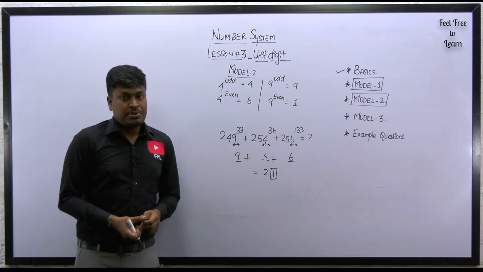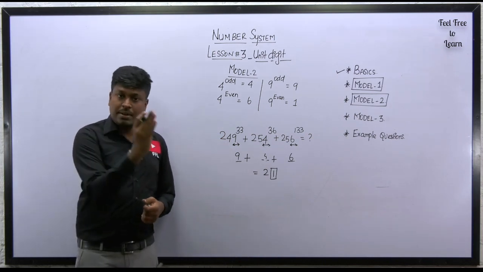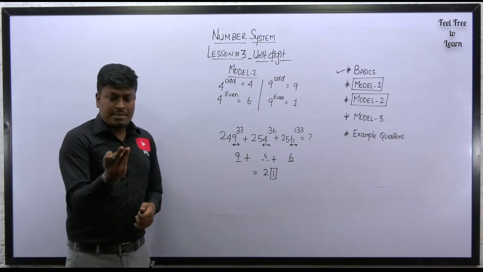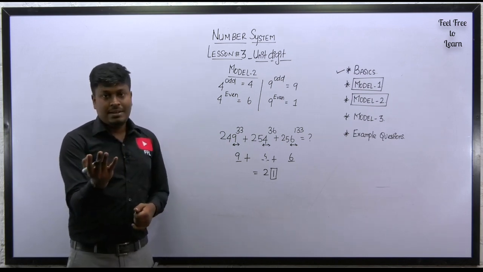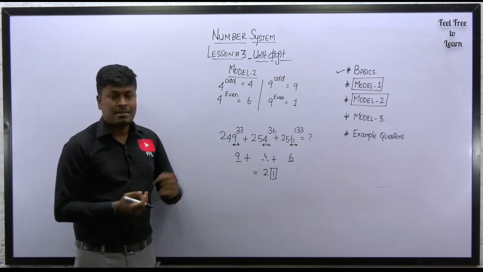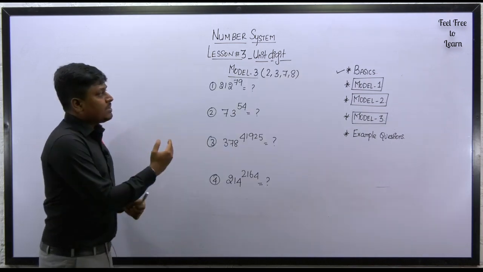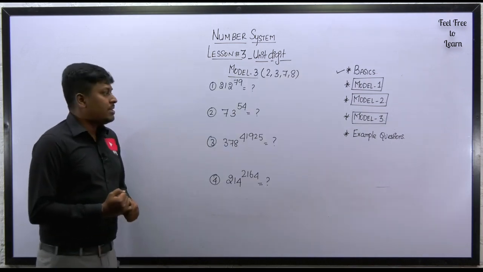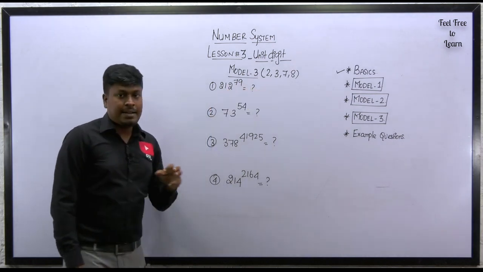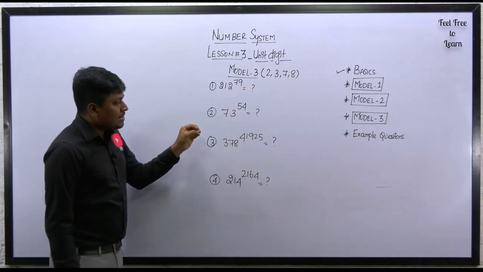So in this model number 2, we have learned for two numbers, one for 4 and another for 9. Already we have learned for 0, 1, 5 and 6. Now we have learned for 4 and 9. So finally we will be learning the remaining numbers in model number 3. So next will be model number 3. In model number 3, we are going to learn if the last digit ends at 2, 3, 7 or 8.